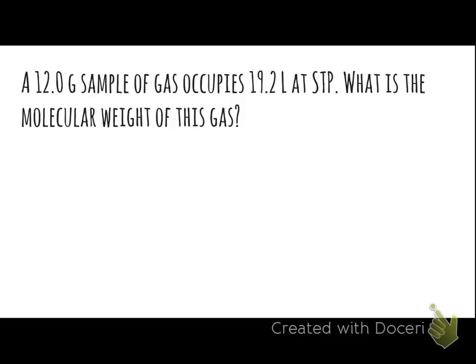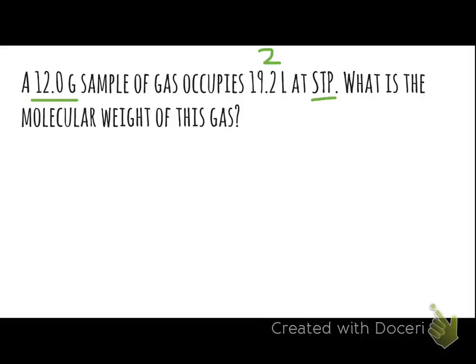All right. A 12-gram sample of gas occupies 19.2 liters at STP. What is the molecular weight of this gas? Now, this just says we have a 12-gram sample of this. What we are trying to find is the molecular weight or the molar mass of whatever this gas is. So, what we're going to be solving for is the N. So, we need to determine the number of moles that this 12 grams is going to represent. Even though it gives you this, we don't know what type of gas it is, so we can't find the moles because we don't have the molar mass. That's what we're solving for.